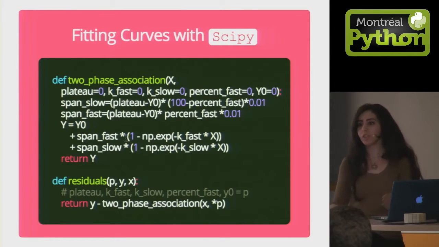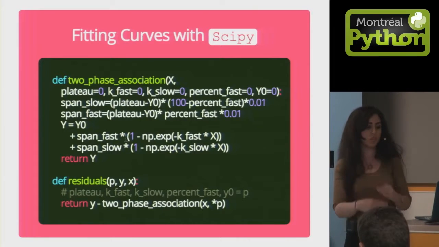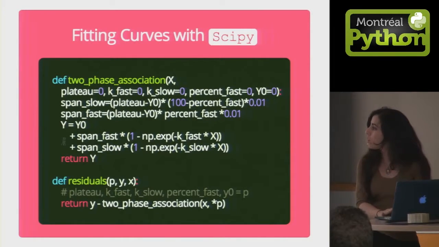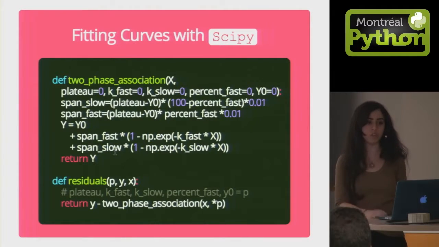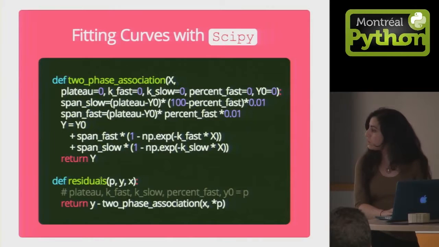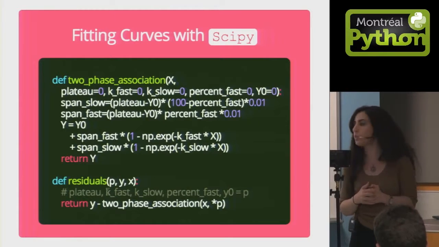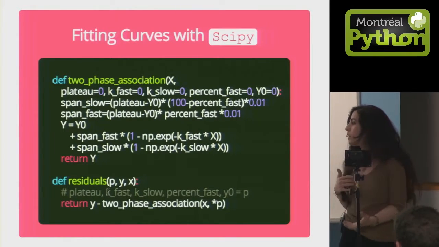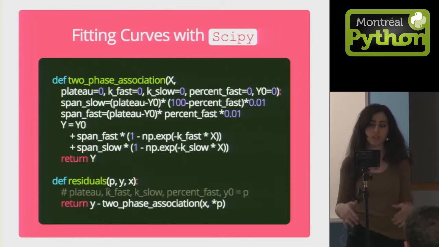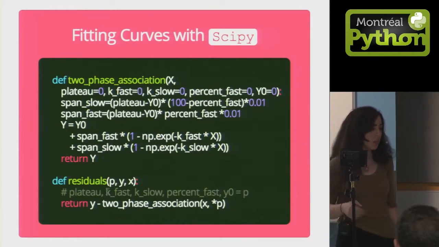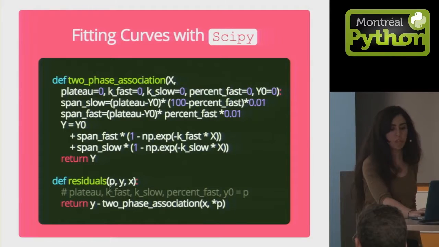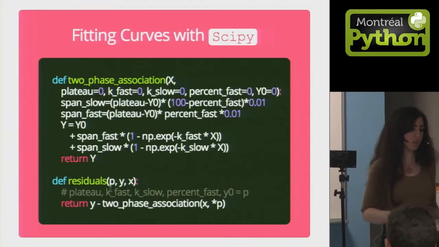But then I noticed that some curves looked like mixtures of two of such curves. So this is why I have a fast phase times the expression we saw before, and then a slow phase. And this basically just means we have a mixture. And then I defined a residuals function, and this function measures the difference between my actual data and my expected data based on the parameters I fit. So this is just a way to measure how far my model is from the actual data.